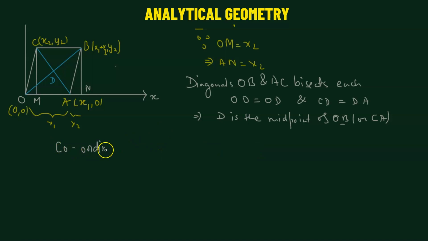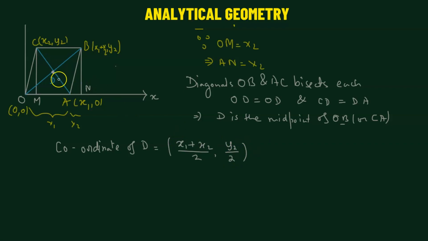So let's find out the coordinate of point D. We're going to use the midpoint formula. We take the endpoints, which are A and C, and sum the x coordinates. So that's x1 plus x2 divided by 2. And to find out the y coordinate, we take the sum. So y2 plus 0 will be simply y2 over 2. So now we have the coordinate of point D.